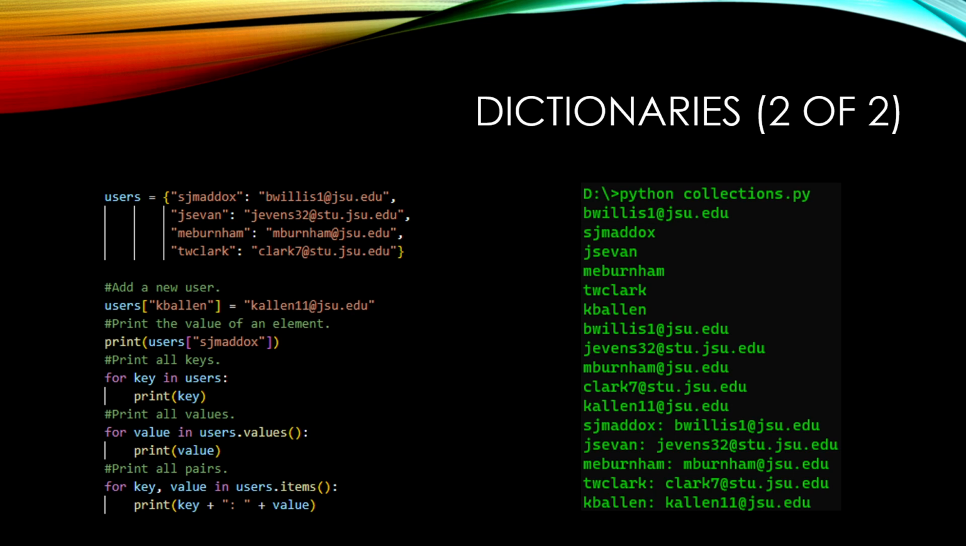Now, if we want to print the value of an element, let's say we want to print mine, print users sub sjmatrix. To print all the keys, we do for key in users, print key. To print all values, we do for value in users.values, print value. Or if we want to print the whole dang dictionary, we do for key, value in users.items, print key colon space value. And you can see over here on the right how all of these are going to look.